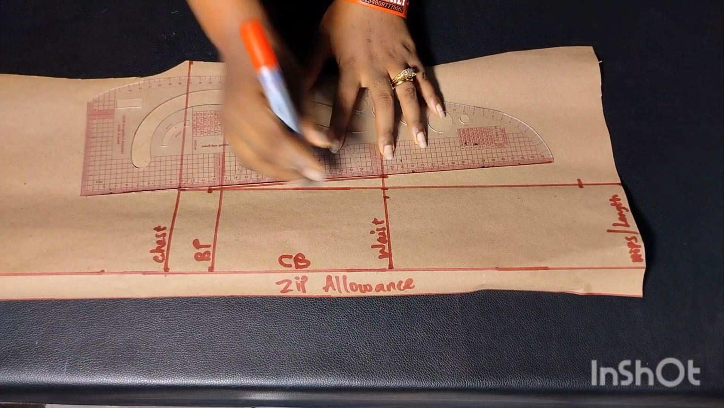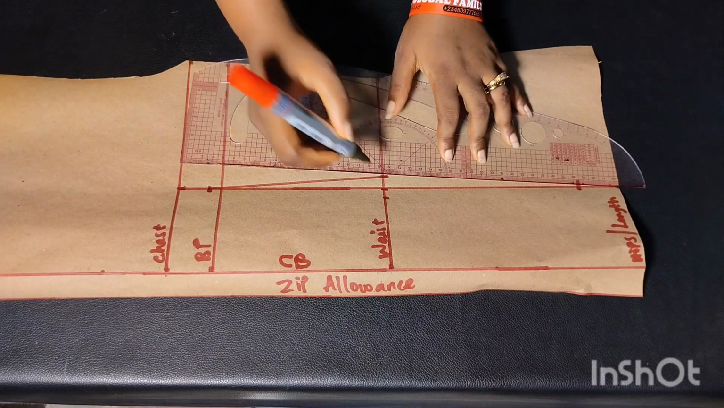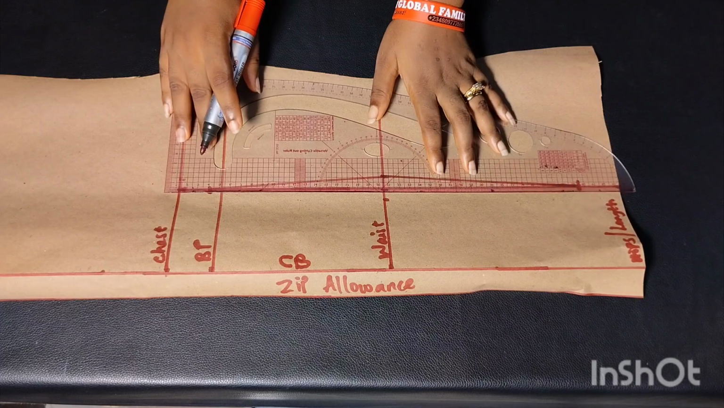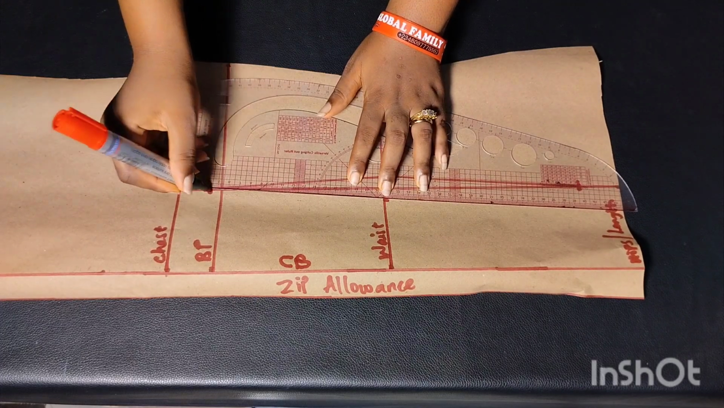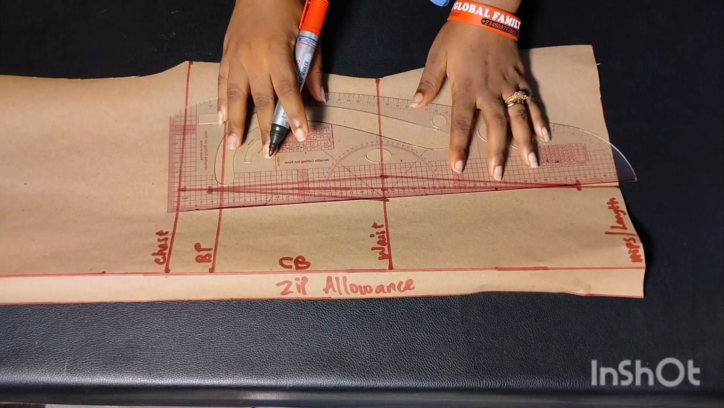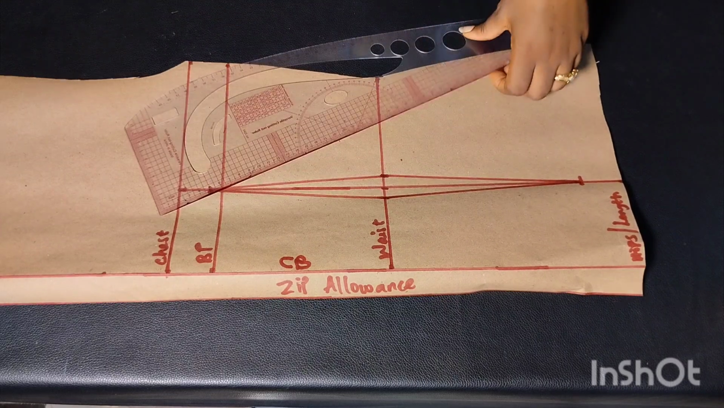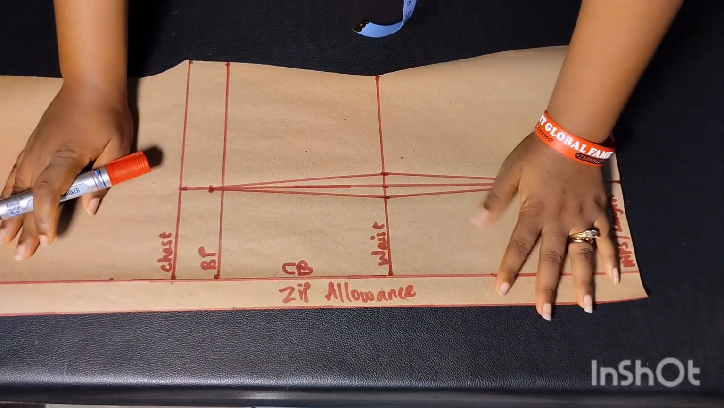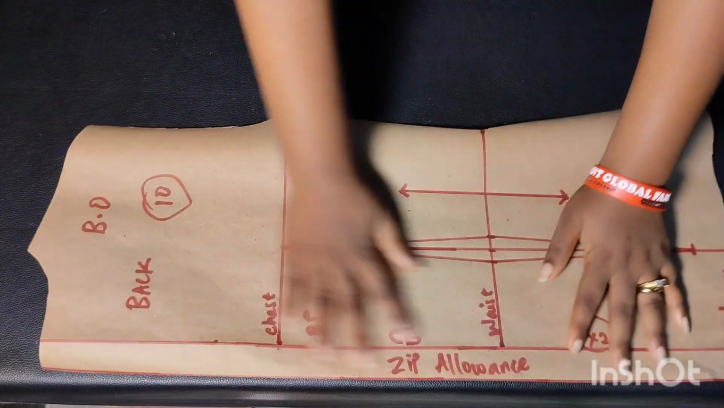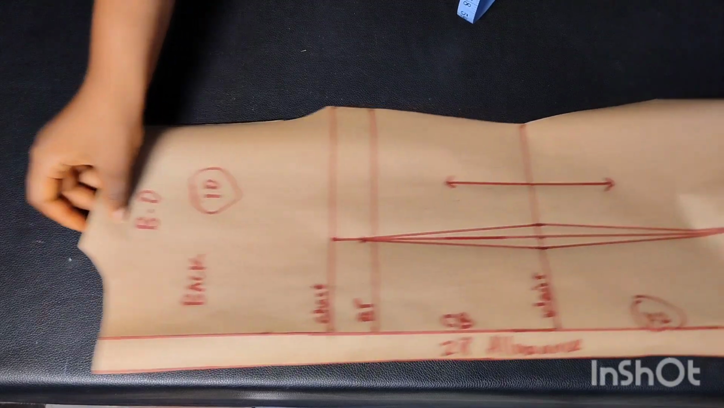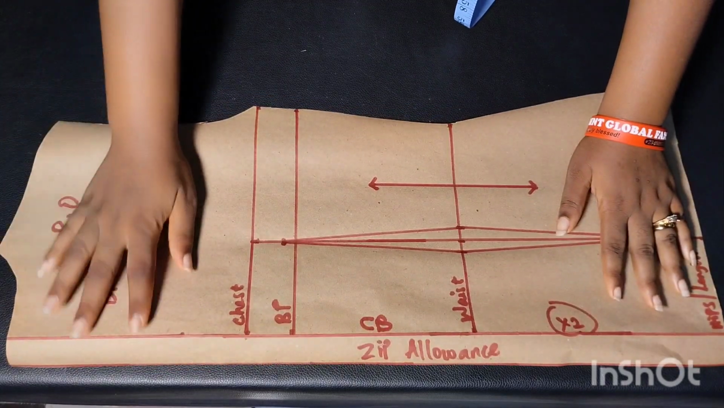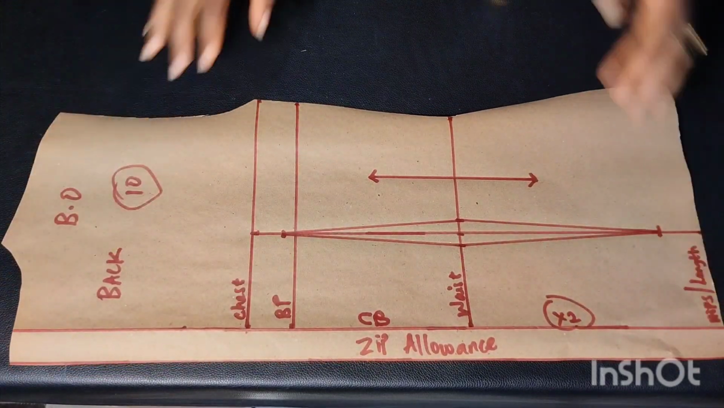So the difference between the front and the back dart is that for the back dart, I came down from the chest line by 1 inch, but for the front, I came down from the bust point by 1.5 inches. And right here, guys, we are done with our back body. It's very simple, easy, and straight to the point. And this is what we have. This is my back pattern, looking all nice and pretty.